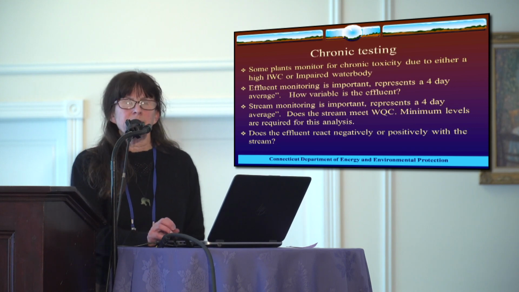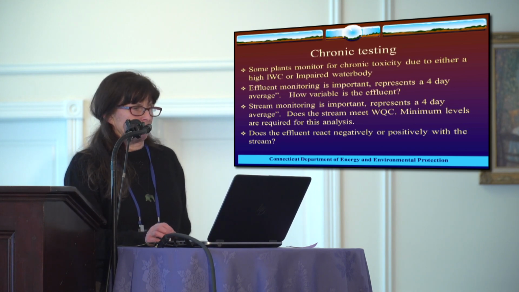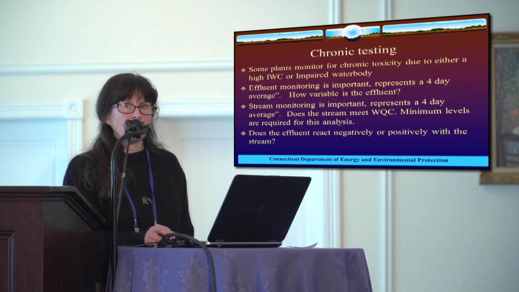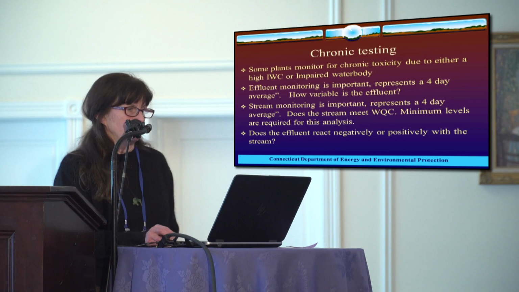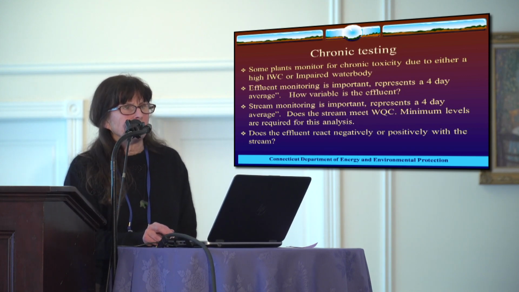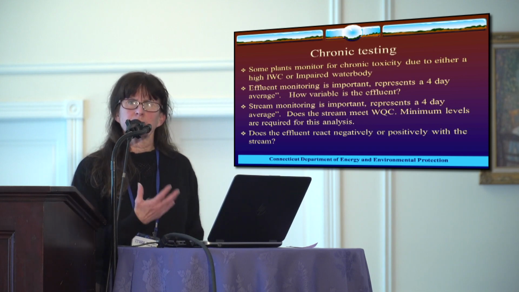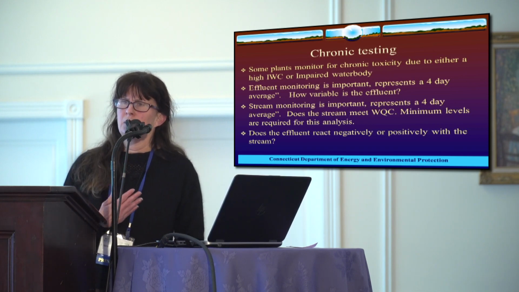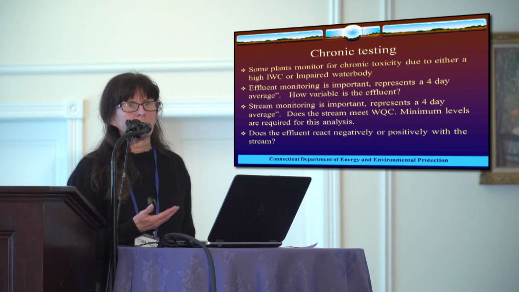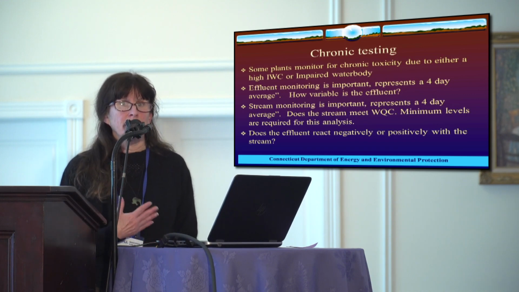So for chronic testing, as I said, not all plants do it. It's based on in-stream waste concentration or if discharging into an impaired water. And the advantage of the chronic testing is for your effluent, we actually get a view of what happens to your plant over the course of a week. So we have a 4-day average. We know effluent variability, and that's useful.